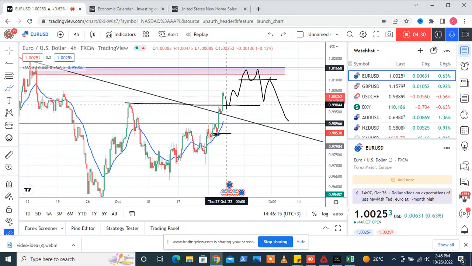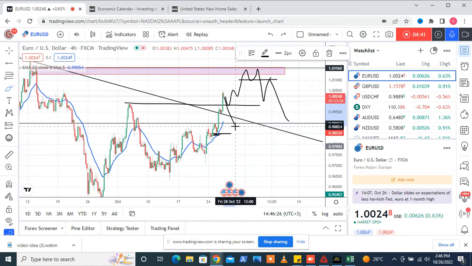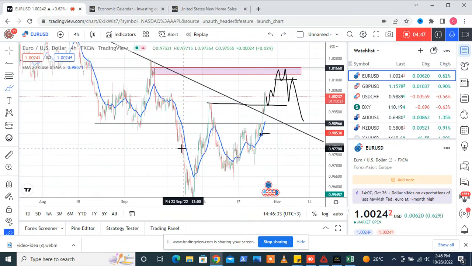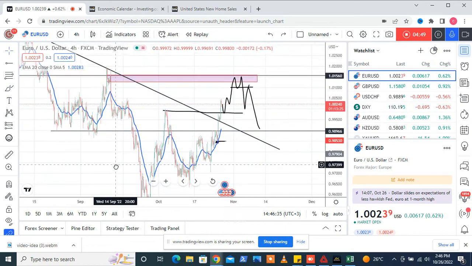So if you remember, if we get a pullback to here, you are supposed to buy. You'll buy if you see buy setups on a lower time frame. Don't just buy blindly, because from here the market can decide to come and retest here and then finally maybe do something like that. But this is the kind of setup that I'm looking to trade, if Euro USD gives us that kind of setup.